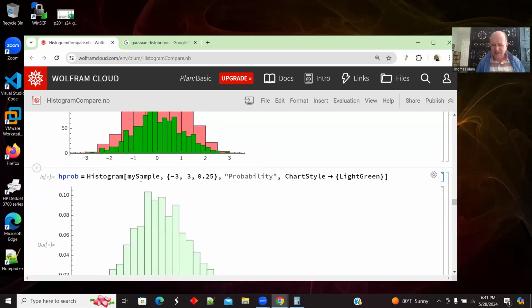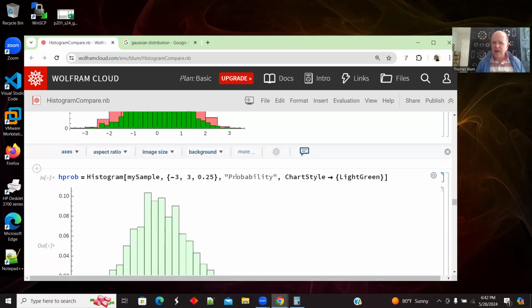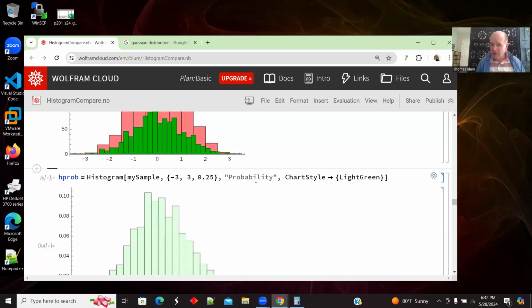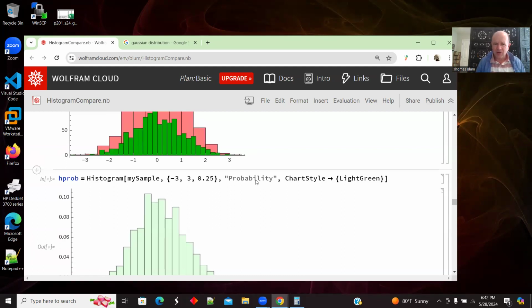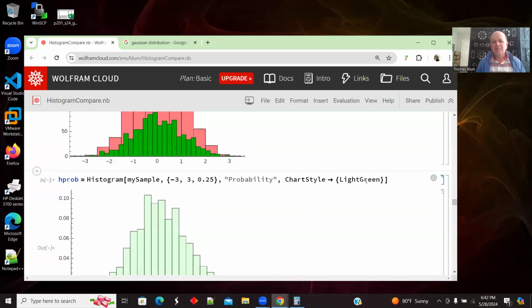So the sample is the first argument. This B spec is the second argument. And then this third unnamed argument controls what kind of histogram. The default histogram is a frequency histogram. How many times did something occur? But I can force it into a probability histogram. What's the likelihood that you're going to fall in one of those bins? And I made it light green. Okay. So we're making 2 changes here.